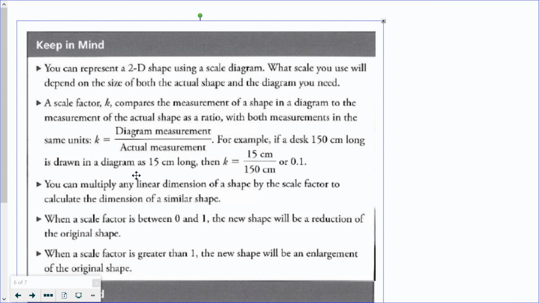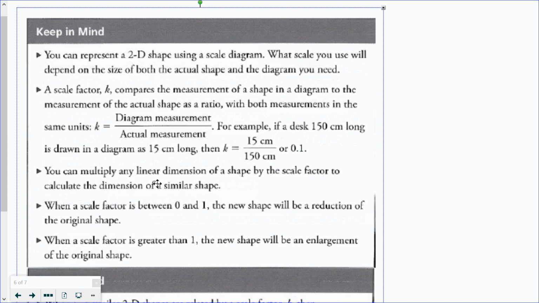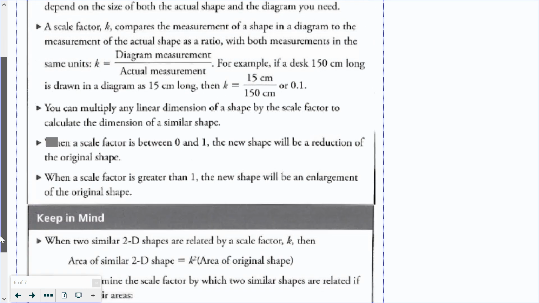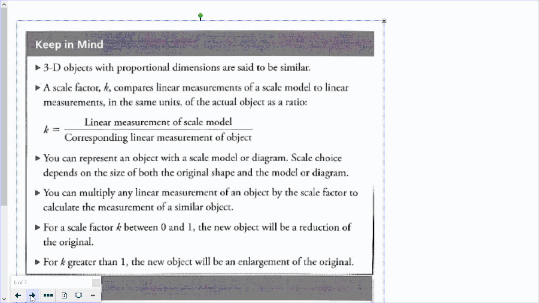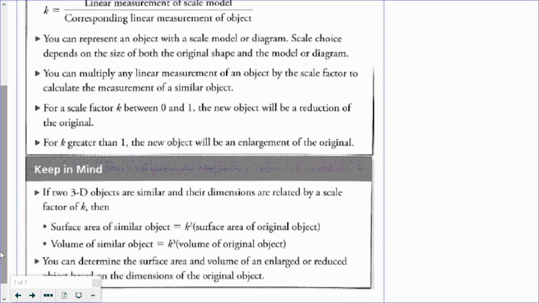Then this is our linear scale factor and then bringing it into 2D shapes as well. A scale factor between 0 and 1 is a reduction. A scale factor greater than 1 is an enlargement. A scale factor exactly equal to 1 is just a straight up copy. Then that has our last couple formulas on here. It still has that K, but now it brings in our volume. So K cubed gets us our volume information. So that's that last lesson.